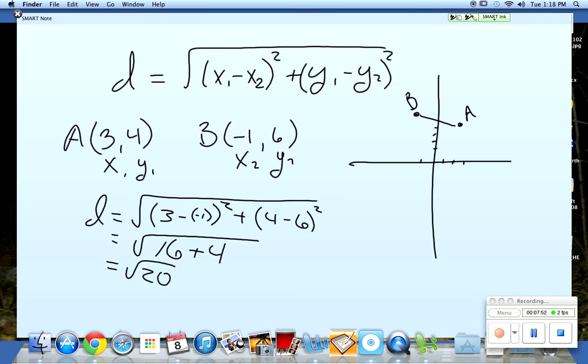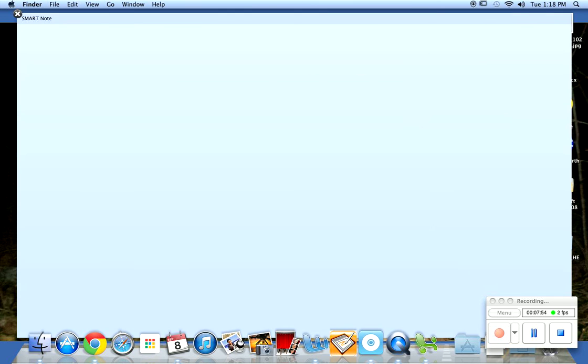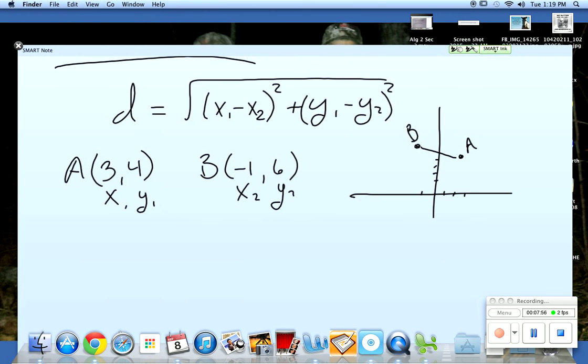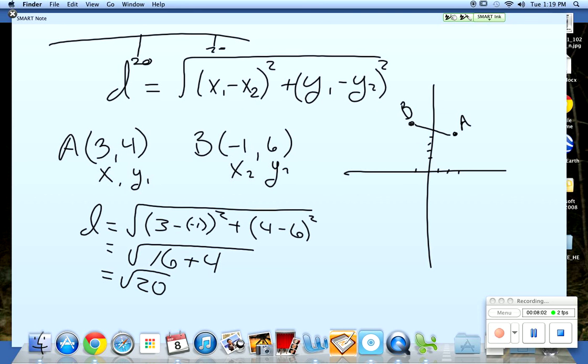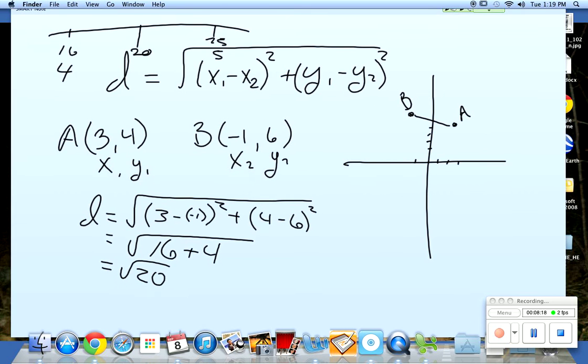Because if I look at a number line here, and here's 20. There's 20. 25 is over here, the other square, and over here is 16. It falls somewhere in between. It's right around 4.5. We know the square root of 16 is 4. We know the square root of 25 is 5. Falls somewhere in between there, around 4.5. Okay? Good job.